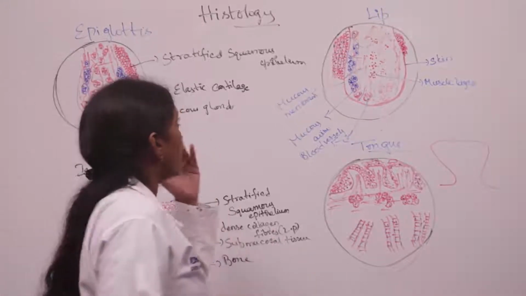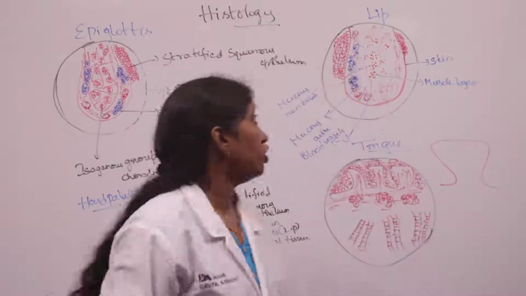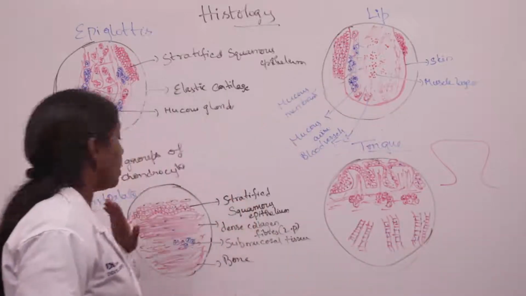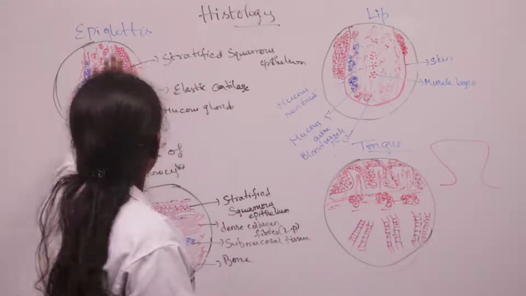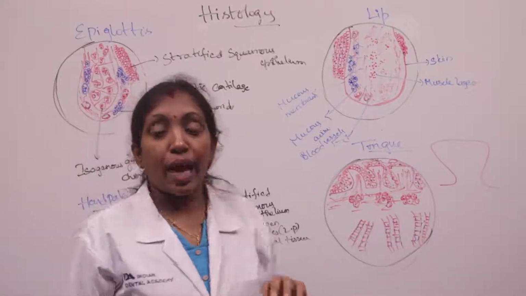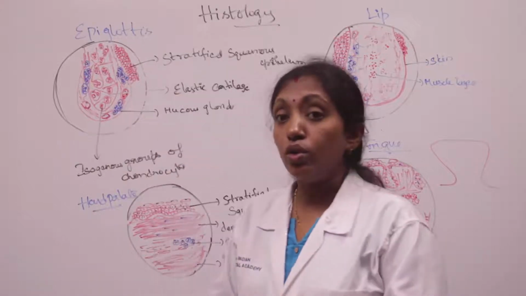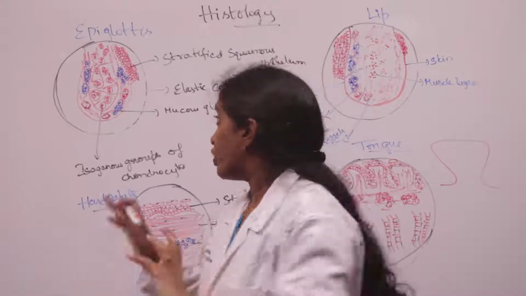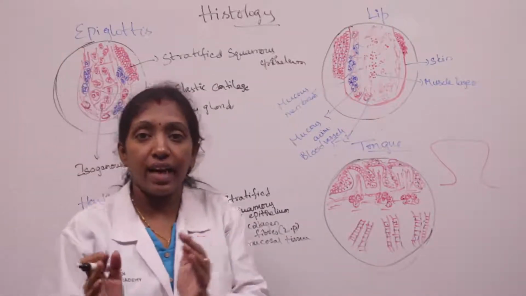So today we are discussing the histology of the epiglottis, the histology of the lip, the histology of the hard palate and the histology of the tongue. Coming to the histology of the epiglottis, we know that the epiglottis is the best example of elastic cartilage. Elastic cartilage means, first of all, we will discuss a few points regarding cartilage.